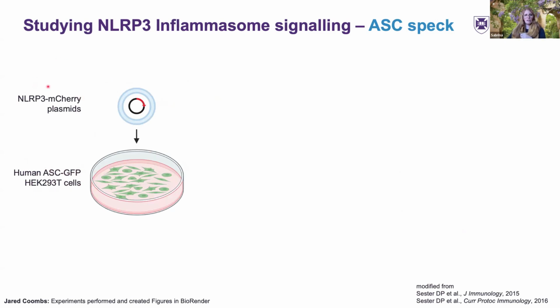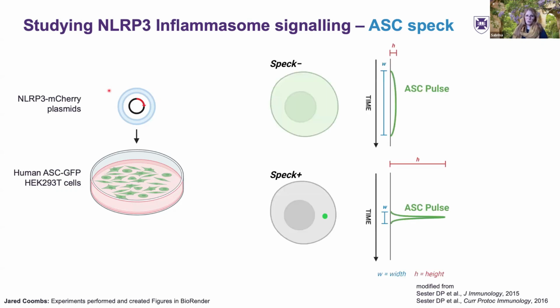Now, NLRP3 can either be normal NLRP3, or we actually can use NLRP3 that has mutations that we even see in patients. So this really allows us also to mimic what is actually going on in patients. Now, how we usually assess this ASC speck formation is by using a flow cytometer.